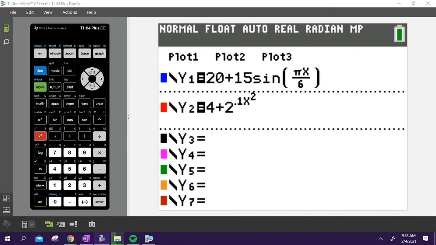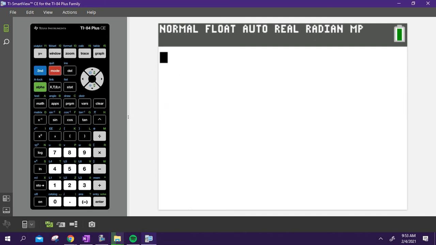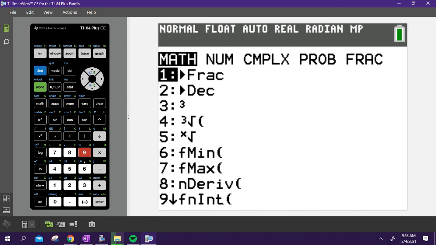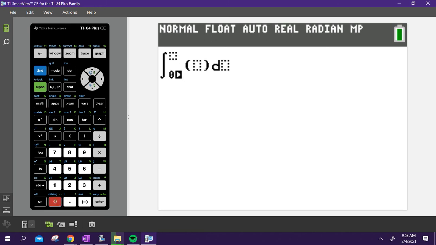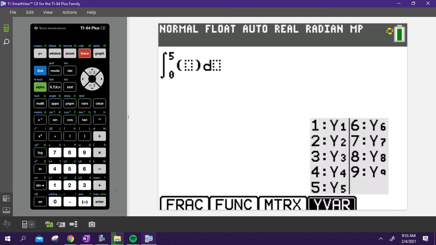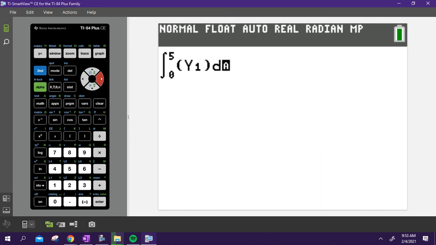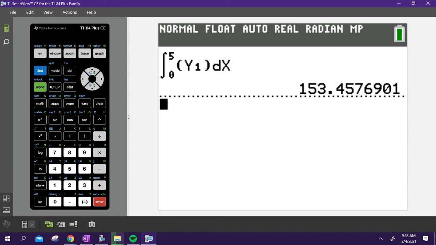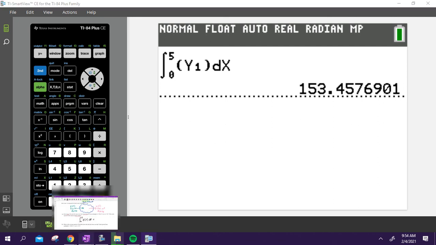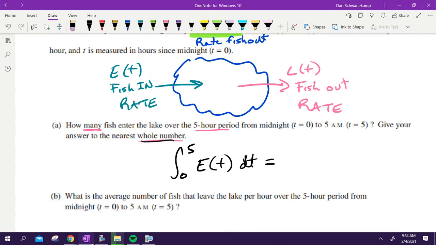I am. So again, we just decided that to find my answer, we are going to integrate. So math 9, we are integrating from 0 to 5. And I want to integrate the rate in. So I'm going to go y1 dt, hit enter. Boom, there's my answer. What is the actual answer that I need here? 153, because it did say round it to the nearest whole number. So maybe not equal signs, but approximately 153 fish.